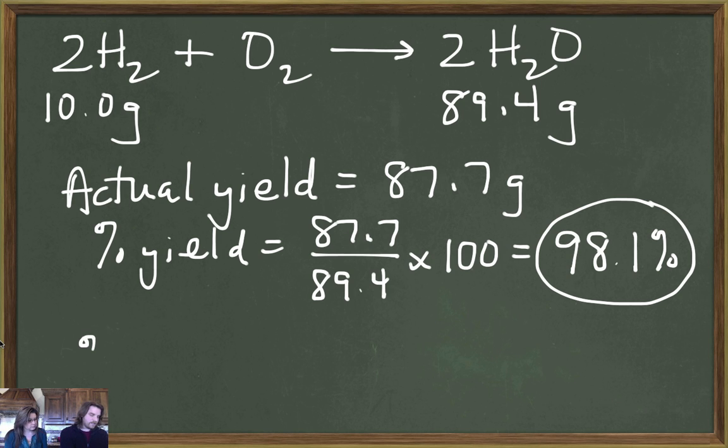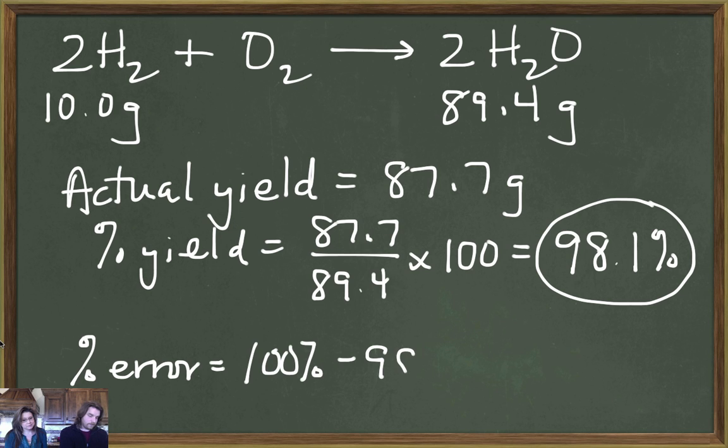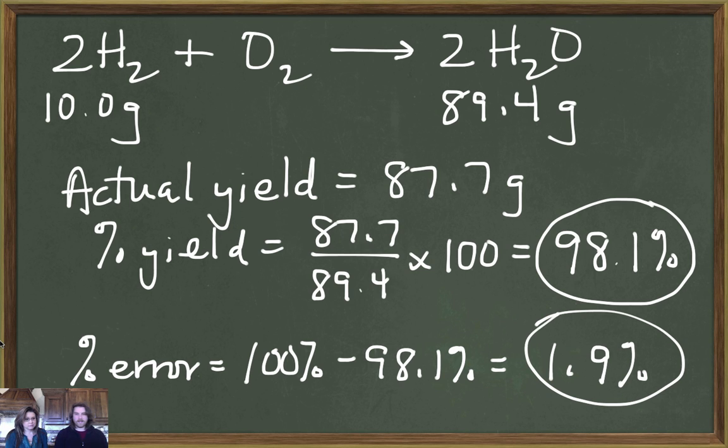So what is my percent error, though? Well, this is pretty easy. All I got to do is 100% minus 98.1%, which was my percent yield, and my percent error was 1.9%. Guys, if you're thinking, wow, this is super easy, you're right. It's pretty easy. It's just a couple of easy division problems and subtraction.